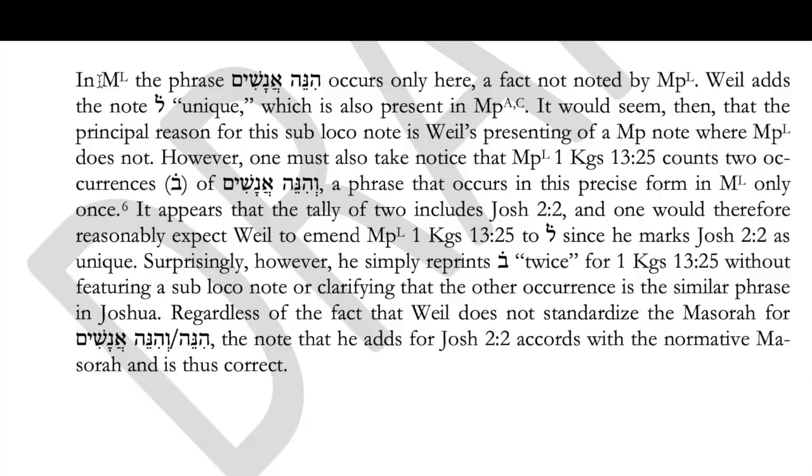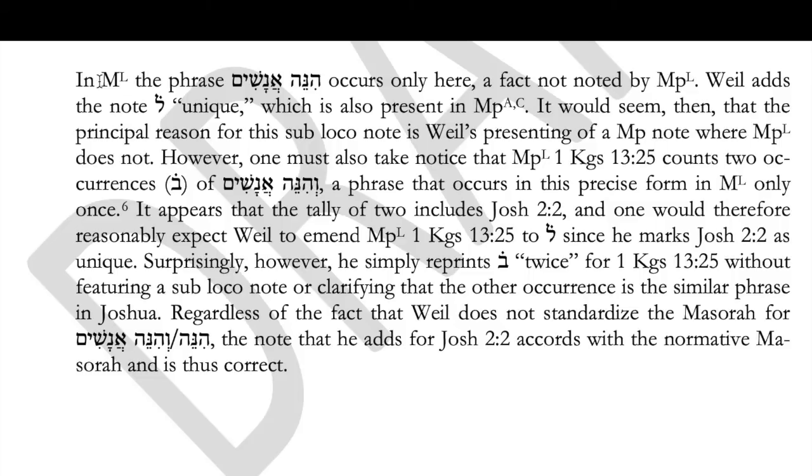So as I write here, in ML, that is the Leningrad text, the main text of the Bible in the Leningrad Codex, the phrase Hinei Anashim occurs only here, a fact which is not noted by its Masorah Parva. While BHS adds the note lamed, which means there is not another. I translate it as unique here. I think that's in keeping with BHQ's practice. And this note is found in the Masorah Parvas of Aleppo and Cairo. It would seem then that the principal reason for this sub loco note is presenting an MP note where MPL does not.